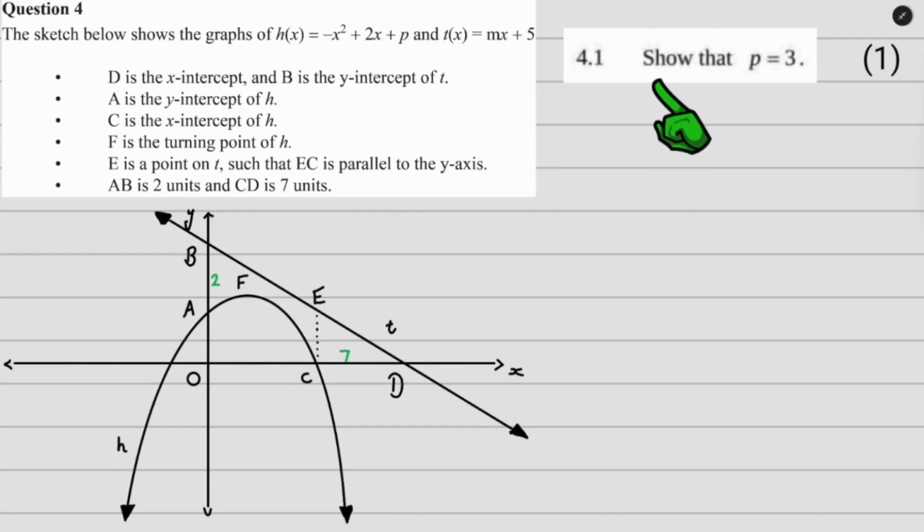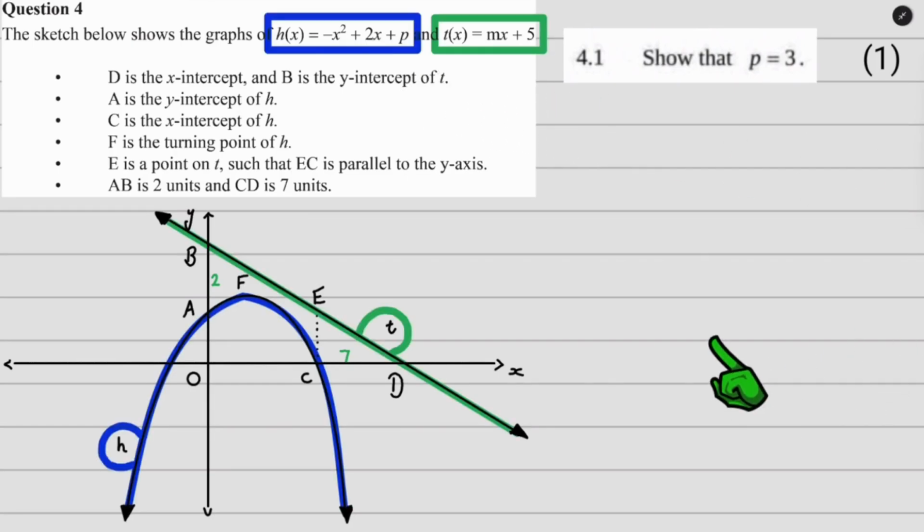And the first question says, show that P equals 3. P is sitting in the formula for h of x. Now this is all a little bit overwhelming, so to make it less overwhelming, I'm going to color code my graphs, and that's going to make my life like 10 times easier. And have a look at what a difference that makes. Right, so we've got to get P. Okay, that's going to be quite difficult.